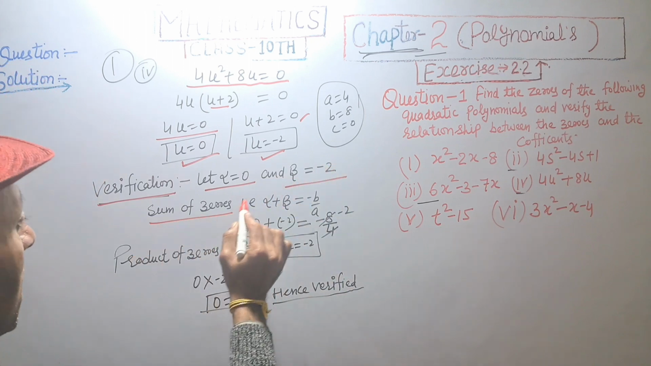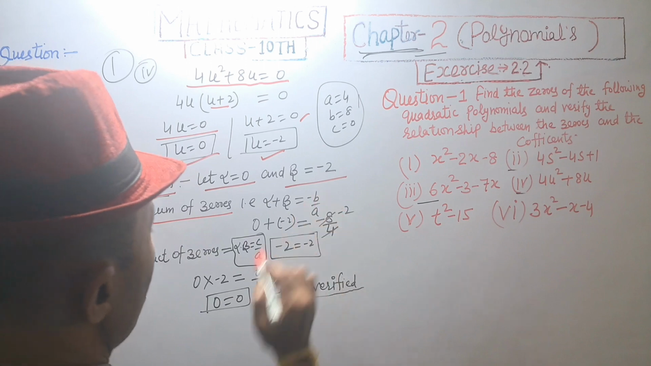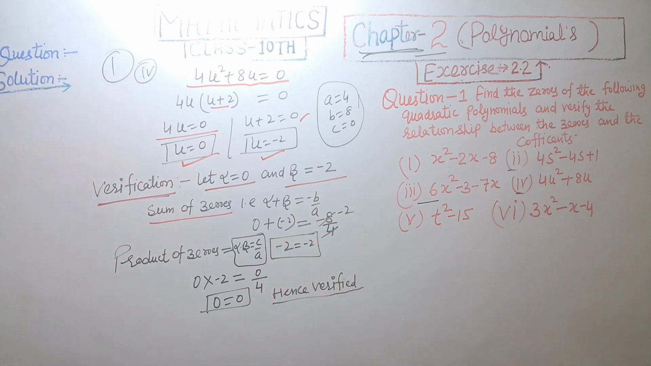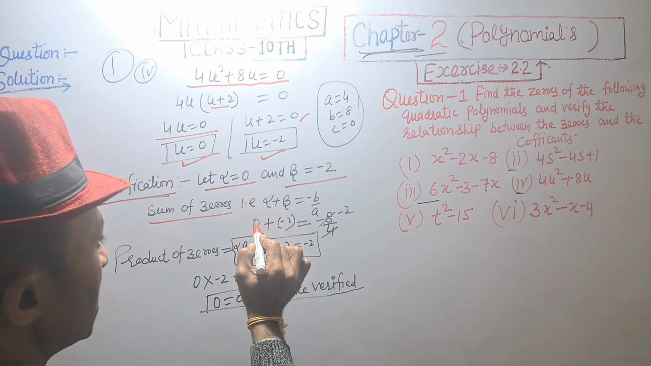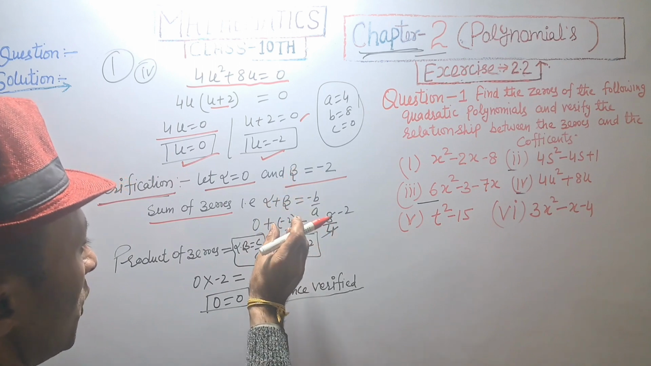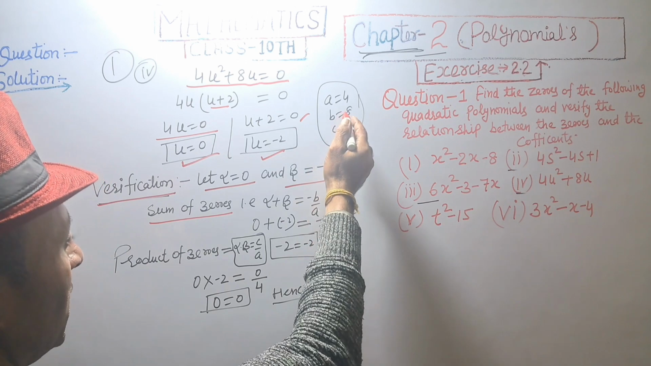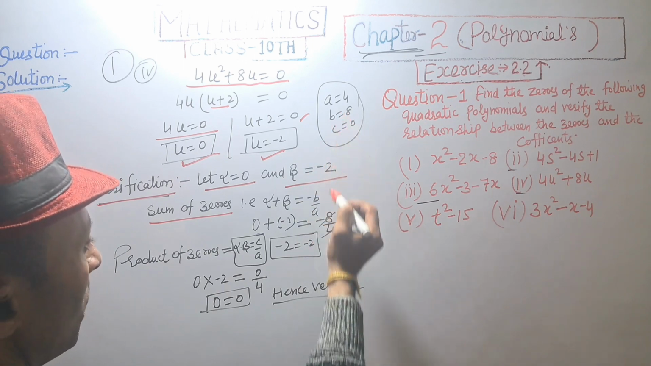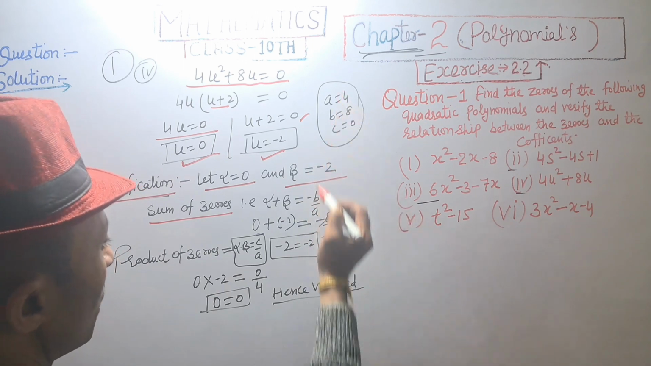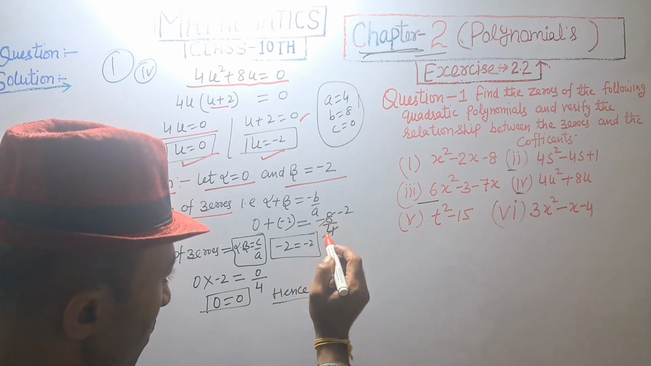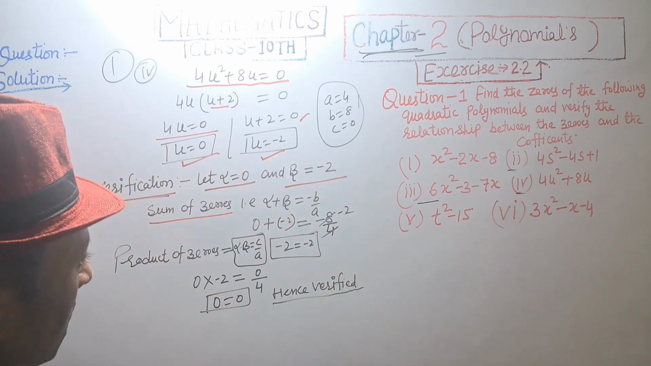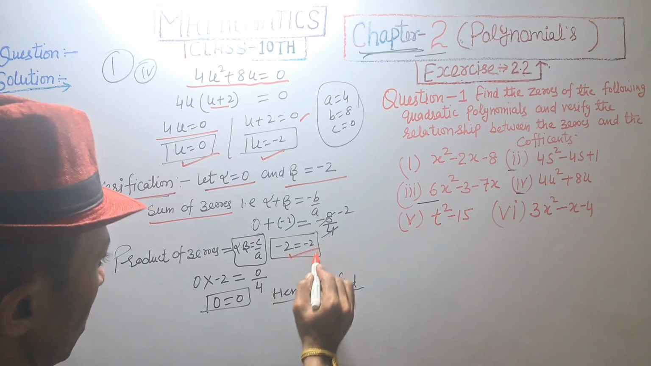Sum of zeros, that is alpha plus beta equal to -b upon a. Alpha is 0, beta is -2, -2 plus 0 is -2, and -b, minus value of b is 8, divided by value of a is 4, and 8 divided by 4 is -2. So left hand side equal to right hand side.